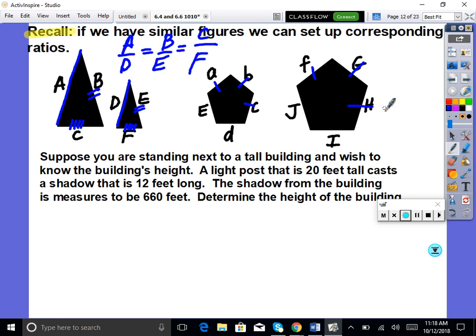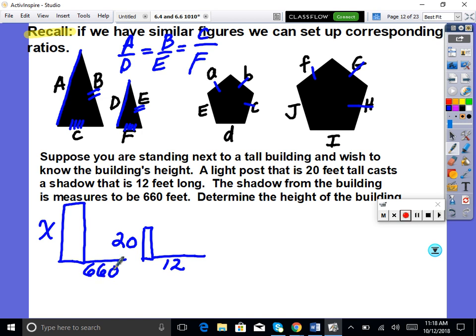Okay, so let's read this. This is literally the easiest problem on your test. If you get one like this, you should be jumping for joy. It says, suppose you are standing next to a tall building and wish to know the building's height. You say, okay, I don't know the building's height apparently, so I'll call that building's height X. A light post that is 20 feet tall, so here's a light post. It's 20 feet tall, casts a shadow that is 12 feet long. So wouldn't that look like that? There's a shadow. And then it says, the shadow from the building is measured to be 660. How tall is the building?